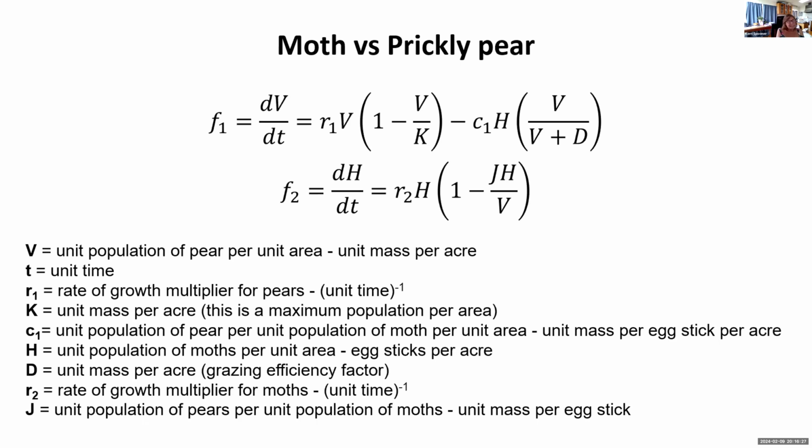Then they presented the model to the audience, and it was all about explaining what the terms in the model were. We're looking at the rate of change of the pear population with respect to time, and talking about the different units for each of the variables and parameters of the model.